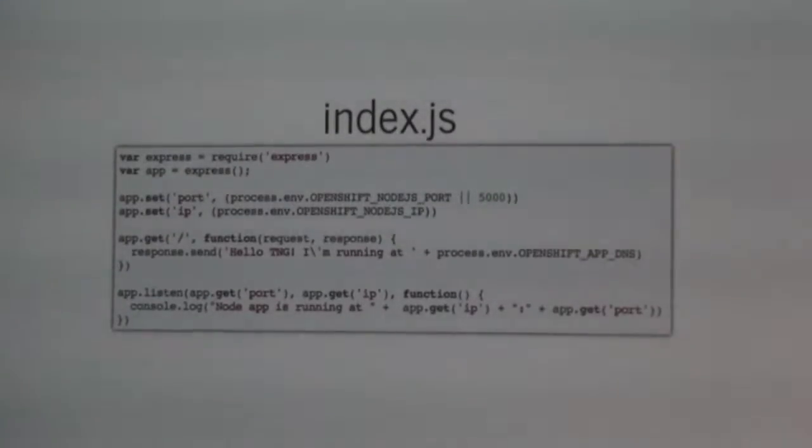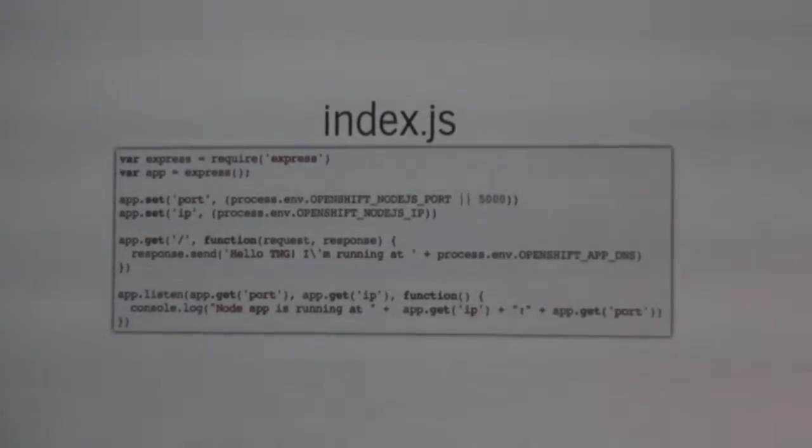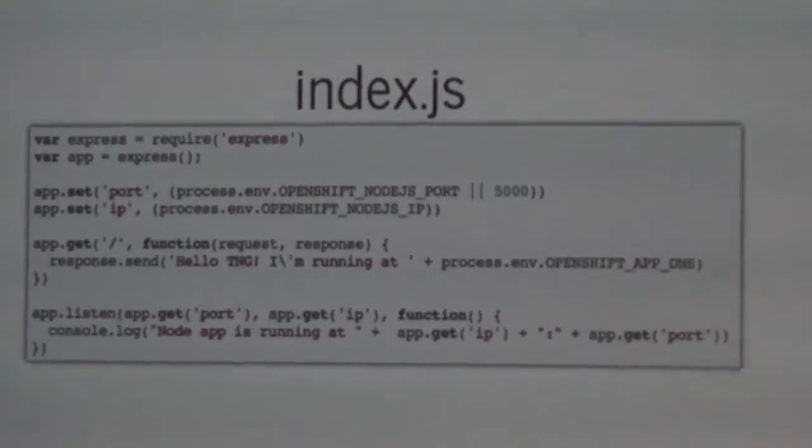The use case is pretty simple, just a small Express app where you have to configure the port and the IP. There you cannot hard-code a value because you do not know the value until your app is started. And then I'll just return the string hello TNG. I'm running at the DNS name of the application. If someone opens the root path of the application, start it and put something to the log. And I, of course, have a package.json file, which is very basic. Just run the index.js file.